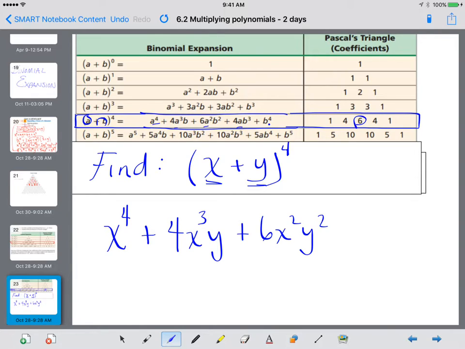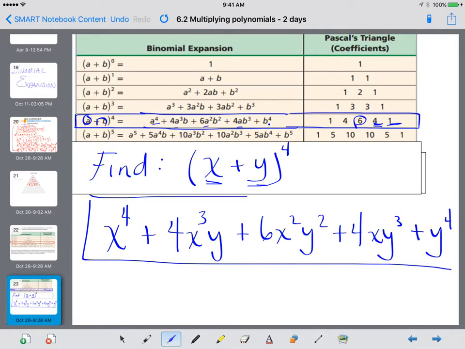So my next coefficient is 4. And again, I continue the pattern here. X to the first, this would be y to the third. And then my last coefficient is 1. Well, I don't need to write 1. B to the fourth, well, that would be y to the fourth. And there is my final answer. So rather than do all that multiplying, I can use this table to help generate what x plus y to the fourth power is. And that is called binomial expansion.